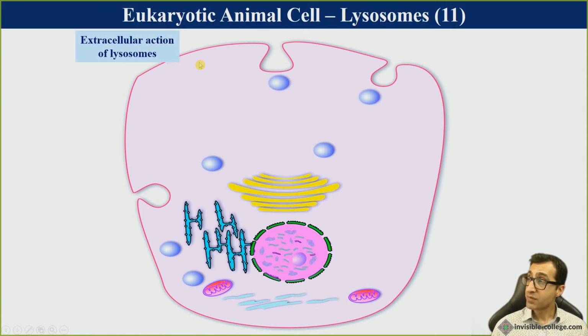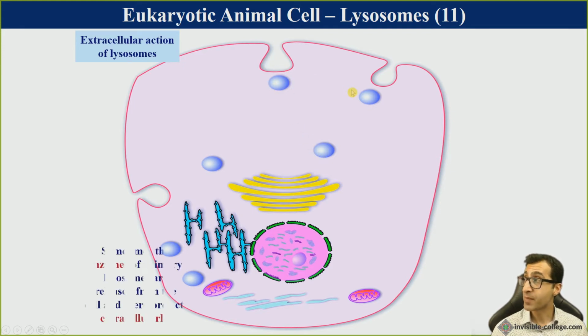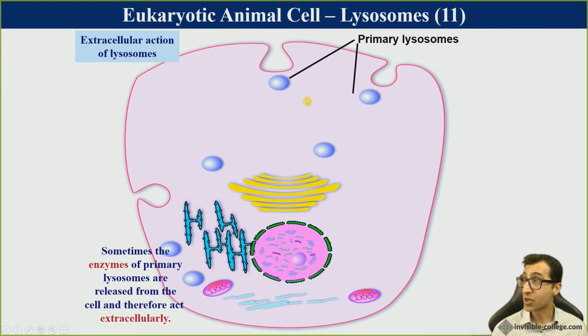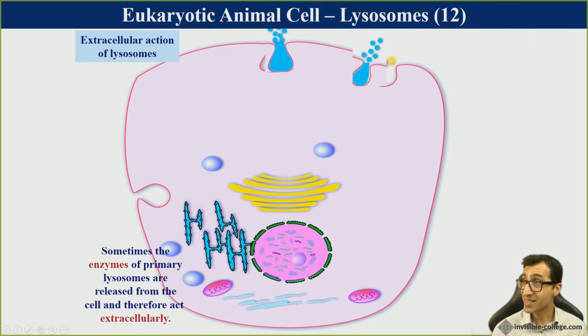So another function of lysosomes is that the digestive enzymes found in the lysosomes can be used for extracellular digestion. So they can simply be moved towards the plasma membrane, and fuse with the plasma membrane to exocytose the contents of the lysosome into the extracellular space, where the enzymes can then digest particles or other cells in the extracellular space.